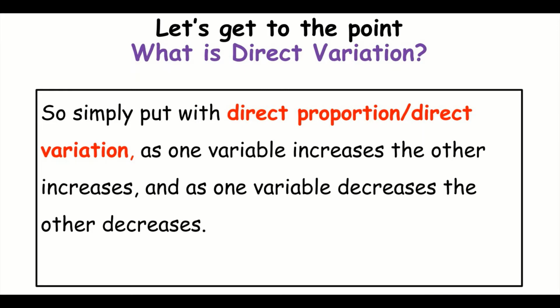So in essence, with direct proportion or direct variation, if one quantity increases, the other increases as well. And if one quantity decreases, the other quantity will also decrease as well.